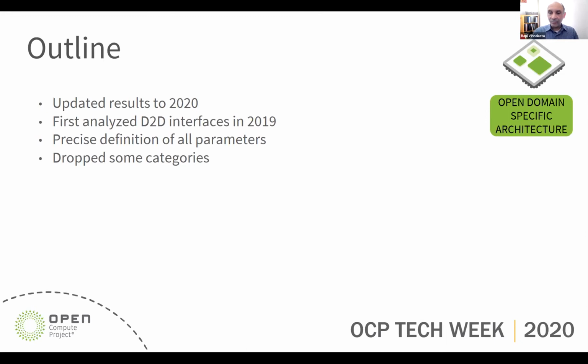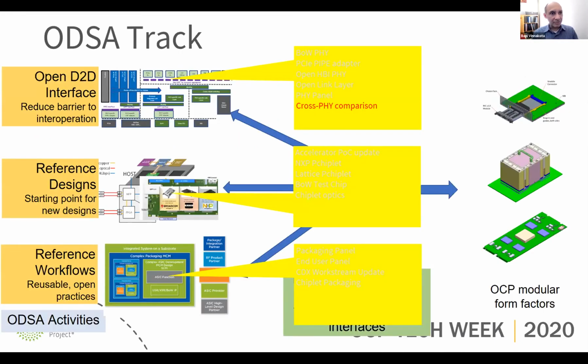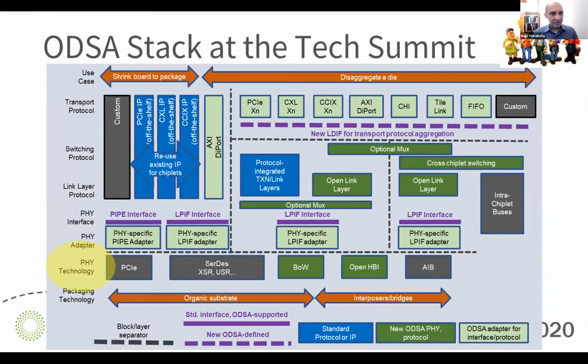Compared to 2019, we also dropped some categories. Just to put this in context, this is a part of the die-to-die interface definition effort, and we're trying to give you an easy method to evaluate a range of PHY technologies. Roughly, that's where we're at.